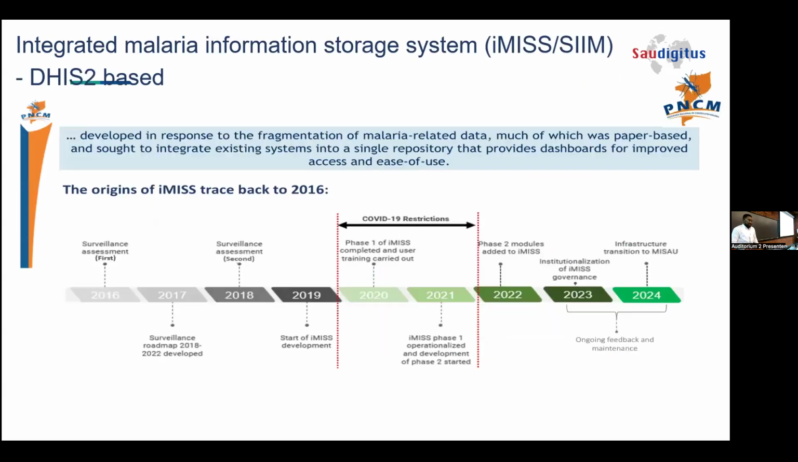They introduced this integrated malaria information system, the IMS, as a repository for the National Malaria Control Program. It was introduced in 2016. Basically, this repository stores all the information regarding malaria: the surveillance, the entomology, the mosquitoes. All the information related to malaria is stored in this repository.